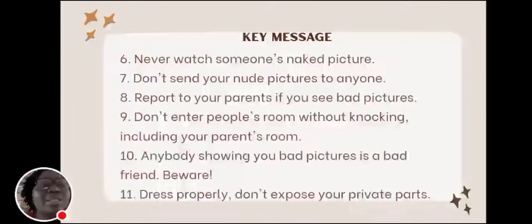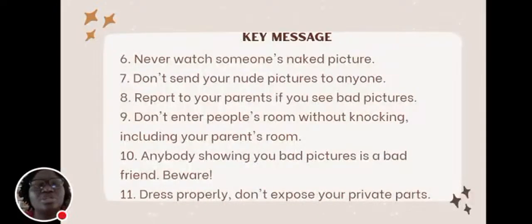Number nine, don't enter into people's room without knocking, including your parents. There are some children that will just open their parents' room anyhow without knocking. It is wrong. Before you enter anybody's room, you knock and wait for an answer, because the person might be dressing up. If you want to enter somebody's room, knock, and don't just knock and open. Knock and wait for an answer. Let the person say yes, come in, before you open.